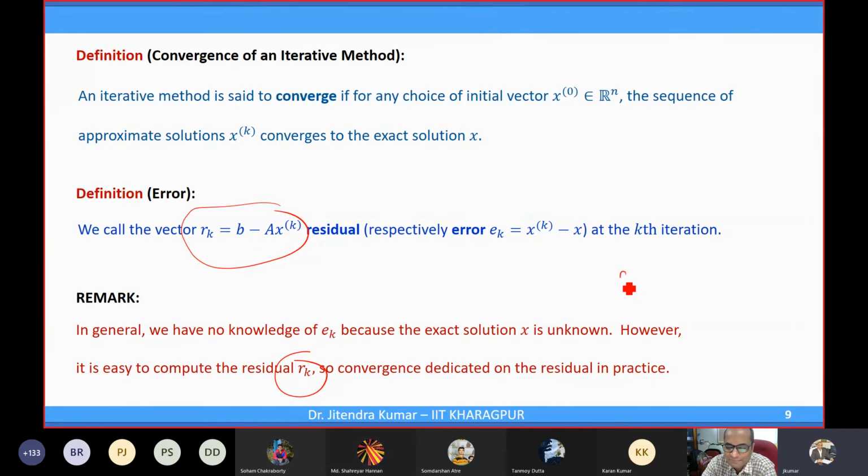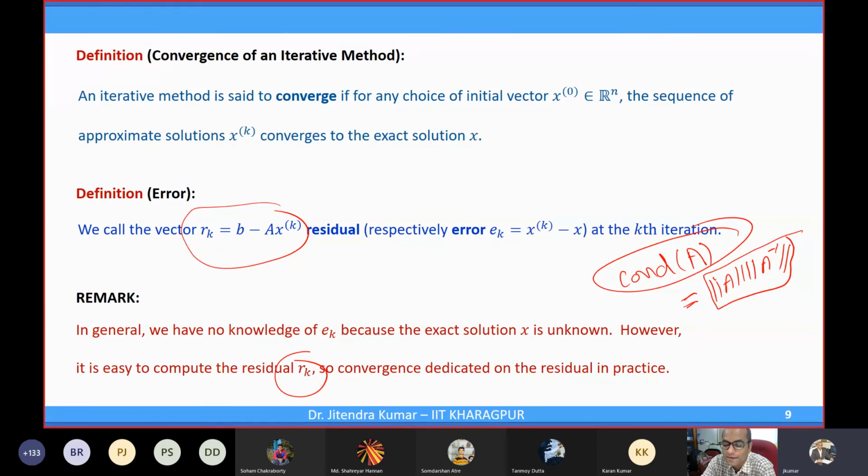So the condition number, I can give you some idea. It is the norm of A multiplied by the norm of A inverse. That is how the condition number is defined. This product, norm of A and norm of A inverse, gives you a lot of information, and that is why it has a new name, condition number. It tells about the condition of the system, whether it is well conditioned or ill conditioned.